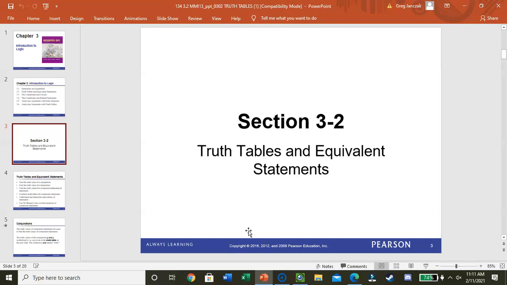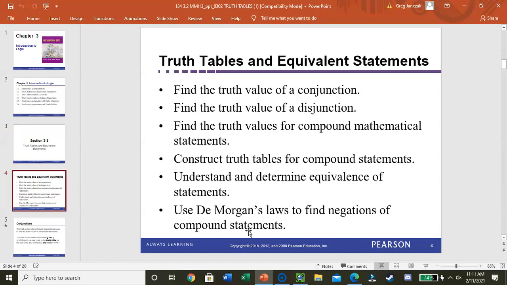This is lesson 3.2, truth tables and equivalent statements. The objectives are we're going to find the truth value of a conjunction, find the truth value of a disjunction, conjunction meaning and, meaning both, disjunction meaning or. Find the truth values of compound mathematical statements, construct the truth tables for compound statements, and determine equivalence of statements. In other words, two statements that are equal. And we're going to touch on De Morgan's law a little bit.